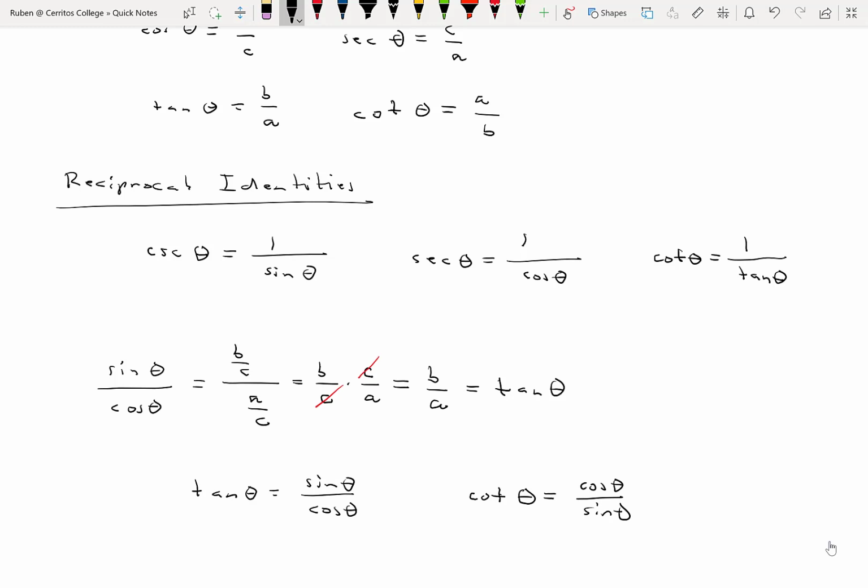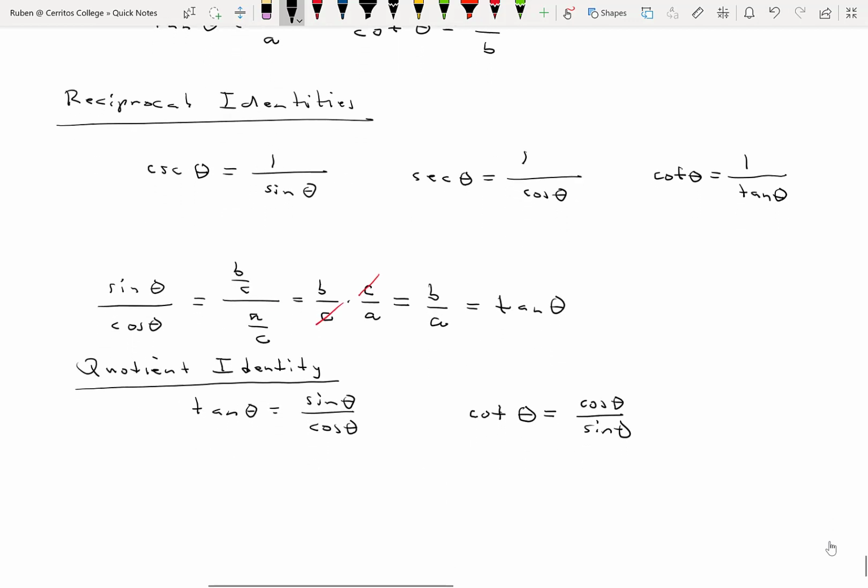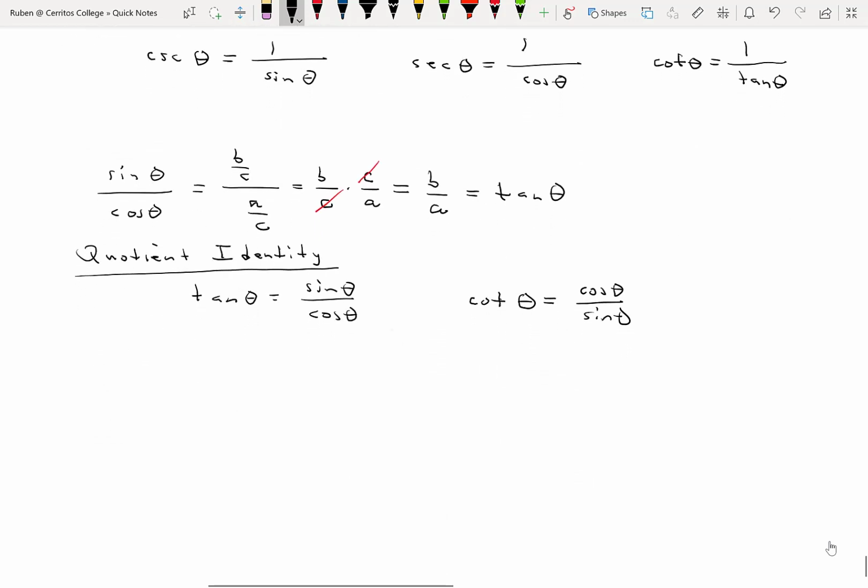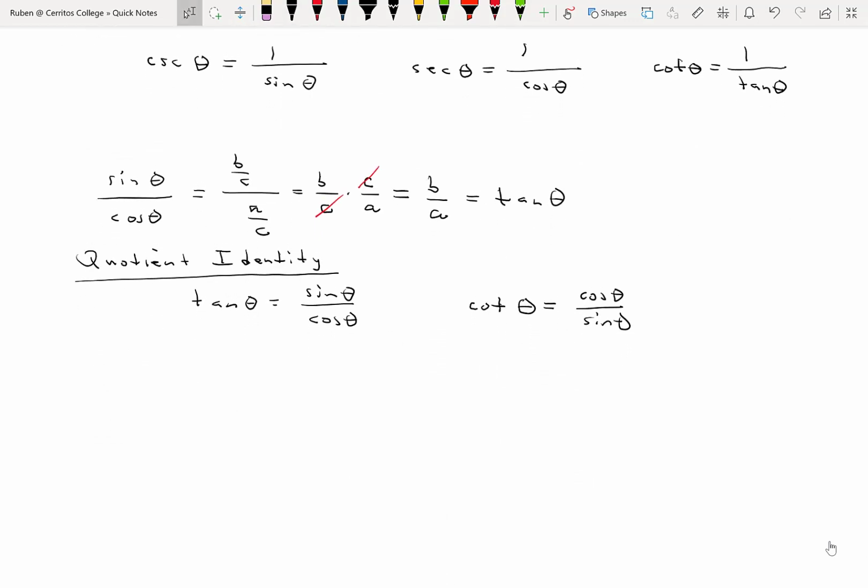Okay? These two identities are called quotient identities. Now, if you forget the name of an identity, it's not the end of the world. The most important thing is to memorize the actual identity, but the names of the identities, for me, it's not the most important thing. Okay? So before we get moving on, let's use these identities. Let's see how we might use these identities.